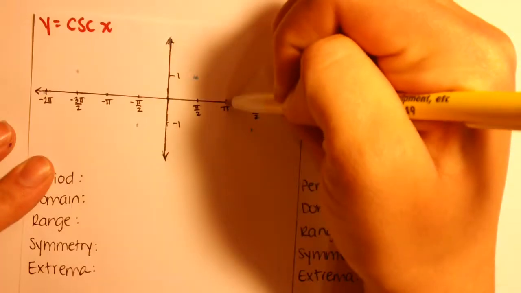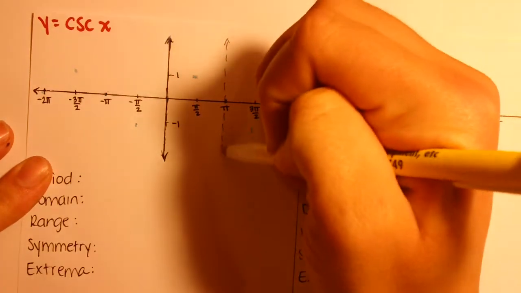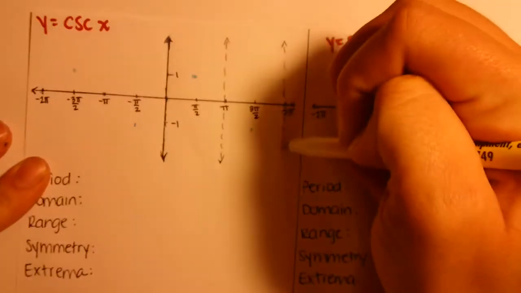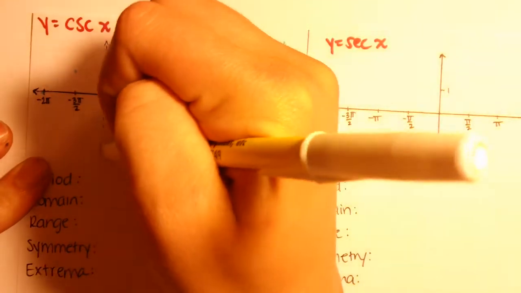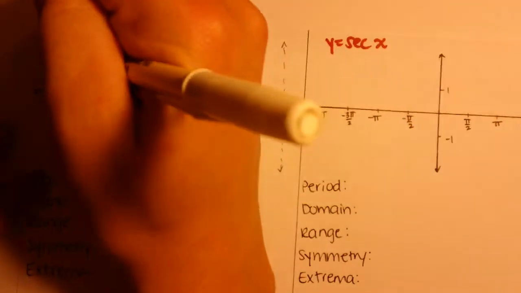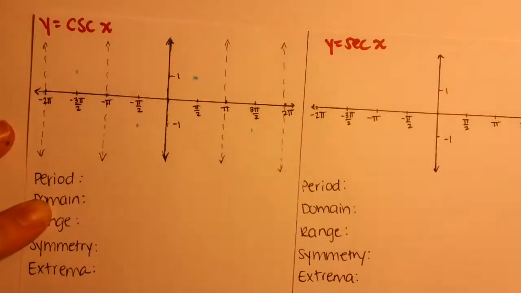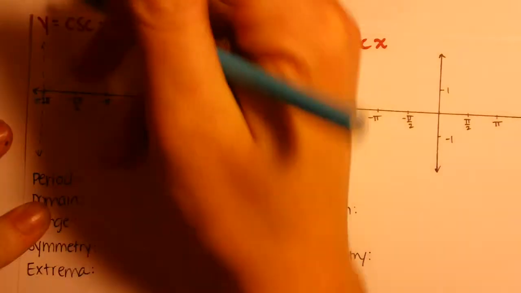There's going to be an asymptote here at pi, at 2 pi, negative pi, and again at negative 2 pi. So we can draw our sine function just so that we can see it here.